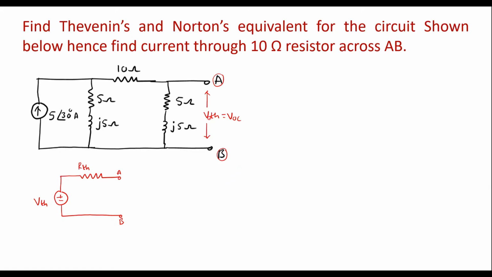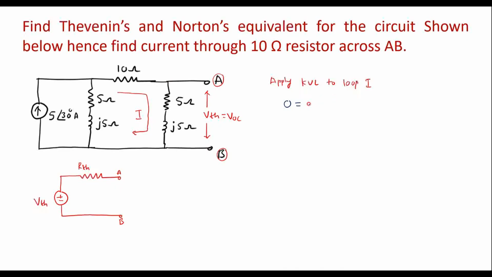Now let's calculate VTH first. In this loop, we have the current 5 angle 30. VOC or VTH is nothing but voltage across 5 plus J5. To find voltage across 5 plus J5, we are supposed to find current through 5 plus J5. Let's assume that current in this loop is I. We'll try to find I value. We'll apply KVL to this loop. Apply KVL to loop I. We have no voltage sources in this loop, so it is 0.